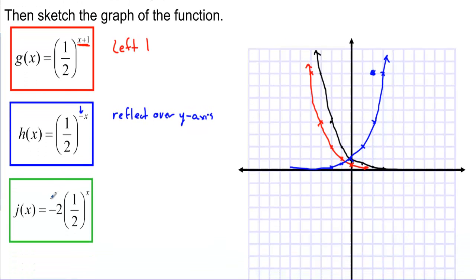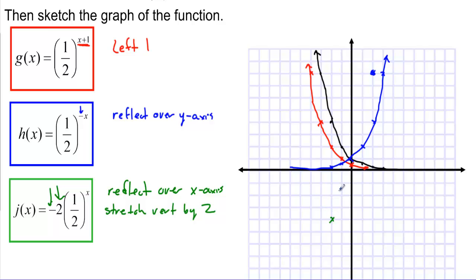On the third graph, this negative is on the outside, so we have reflect over the x-axis. And then the 2 on the outside means we're going to stretch vertically by 2. So let's take the black and reflect this over the x-axis. So the 4 goes down to negative 4. The 2 goes down to negative 2. 1 goes to negative 1. And then we have the half and the fourth, and it's leveling off to 0.